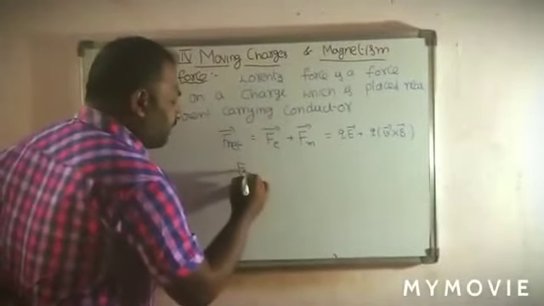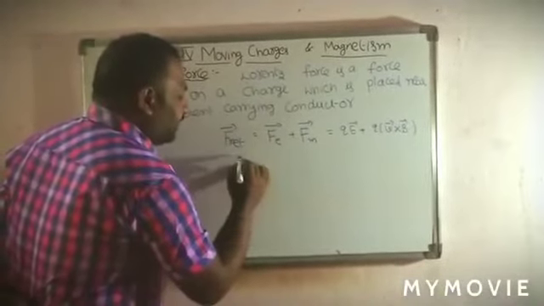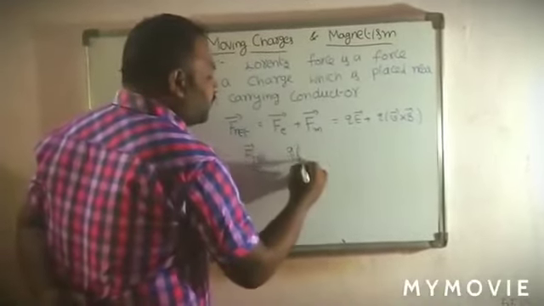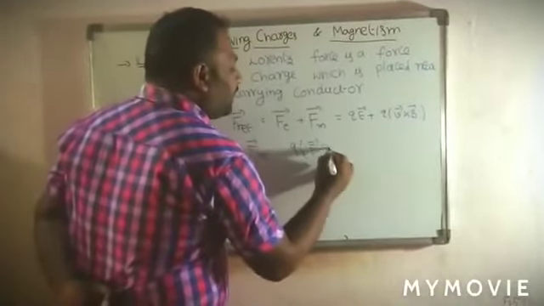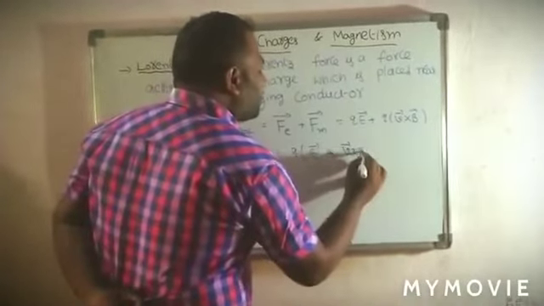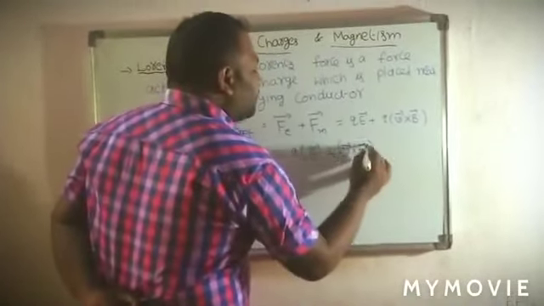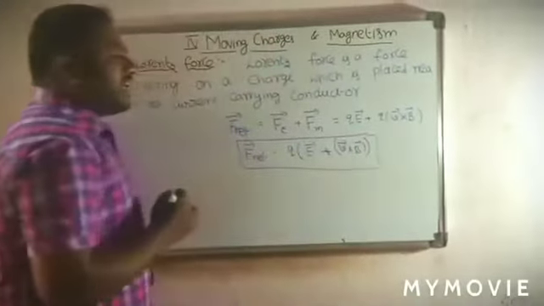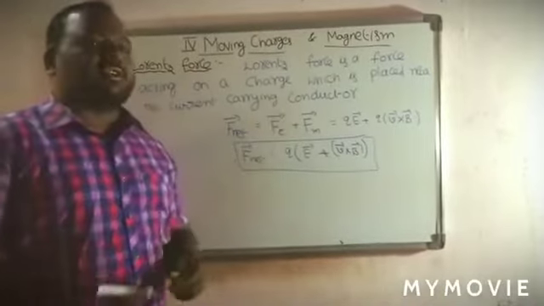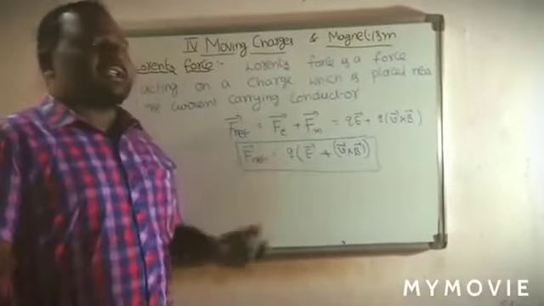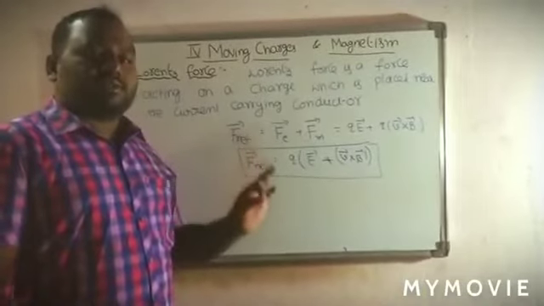So from this, we write this expression: the net force acting on the charge is equal to q into E bar plus V bar cross B bar. So this is the expression for the net force acting on a charge which is placed near a current carrying conductor. Here this equation can be called the Lorentz force equation.